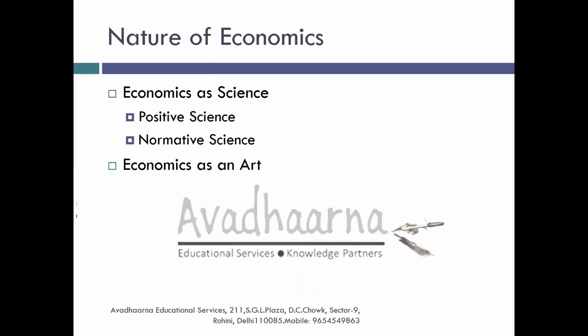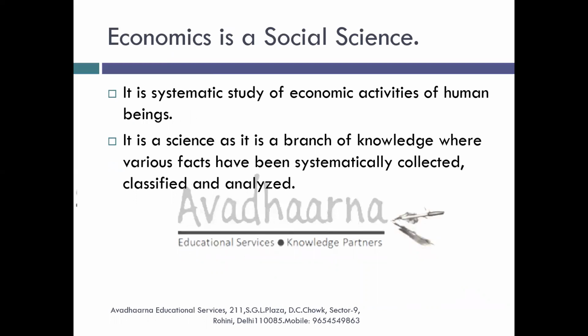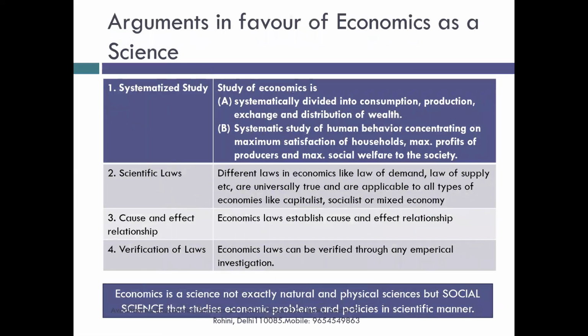Now, nature of economics. Economics as a science and economics study as an art. As a science, we study economics as a positive science and as a normative science. Economics as a social science is a systematic study of economic activities of human beings. It is a branch of knowledge where various facts can be systematically collected, classified, and analyzed. The arguments in favor of economics as a science. Fine. You can go through this slide on your own. These are the arguments in favor, which say that yes, economics is a science.